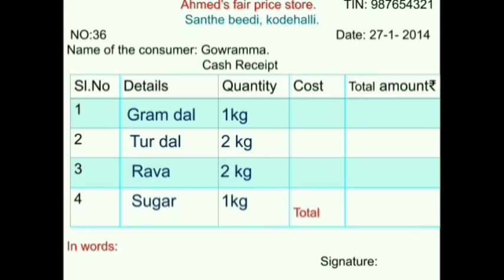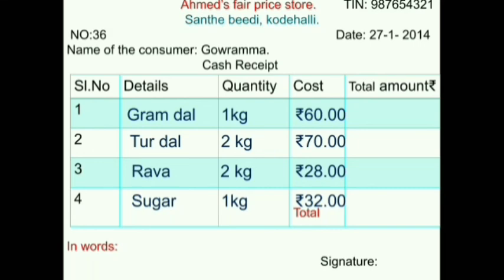Next we will write the cost of each item. It is 60 rupees per kg for gram dal. Next 70 rupees per kg for tur dal. Next 28 rupees per kg for rava. Next 32 rupees per kg for sugar. Now we will write the total amount for each item.